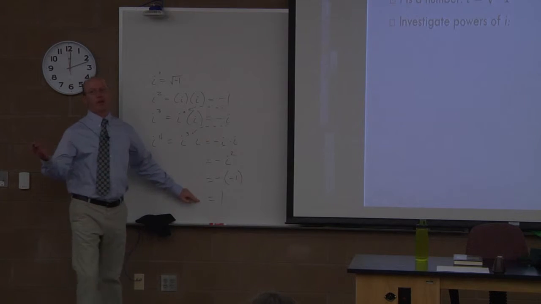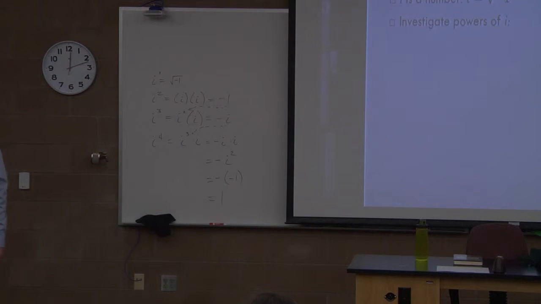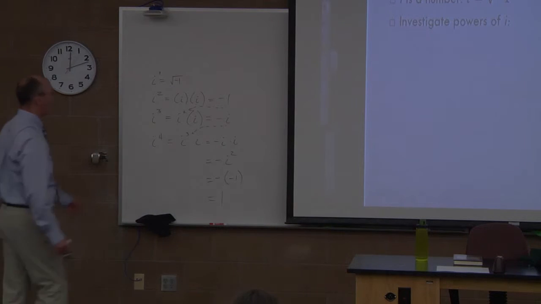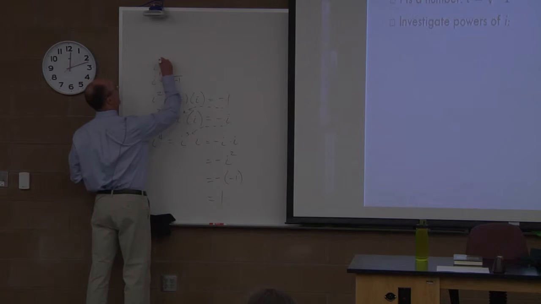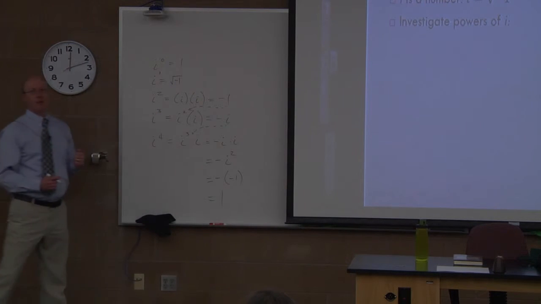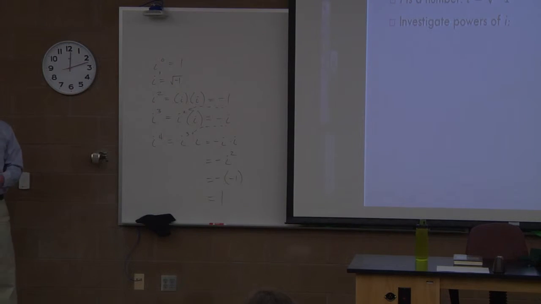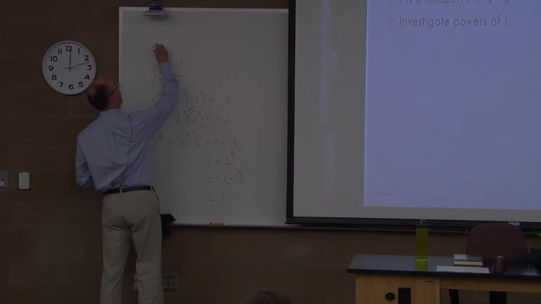Now, actually, that should jive with something else that you've learned. You raise a number to the 0th power, it should be 1. So there's no surprise that i to the 0, which I didn't write, but I could, is 1. But there is something interesting here. You can use this for negative powers as well.